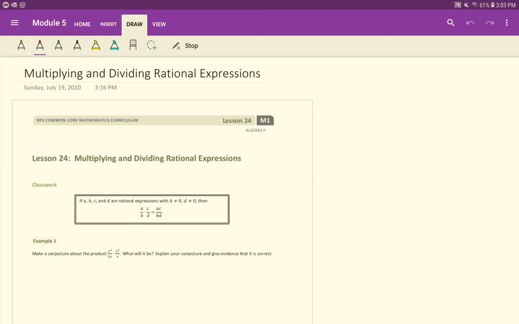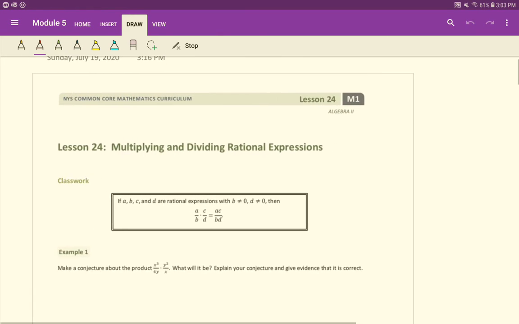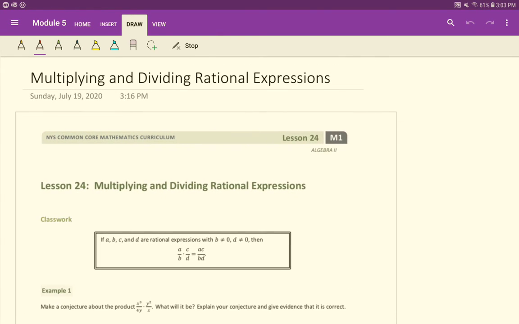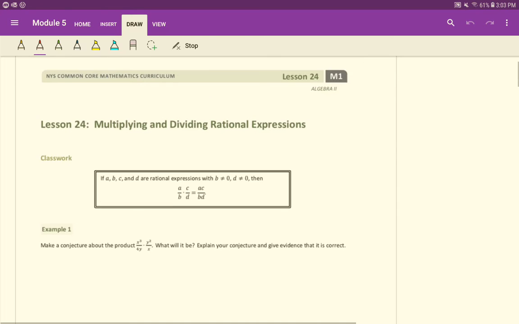Hello everyone, and welcome to our next lesson here with our Module 5, where we are multiplying and dividing rational expressions. Now, it might seem out of order that we're doing multiplying and dividing before addition and subtraction. After all, you learned addition and subtraction before you did multiplication and division. But it turns out that multiplying and dividing takes a little bit less work than addition and subtraction does, and so we start with multiplication and division.